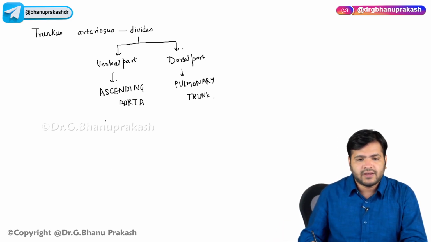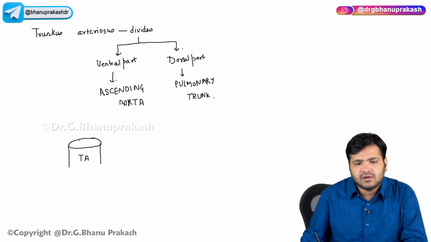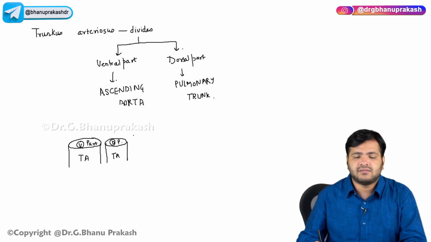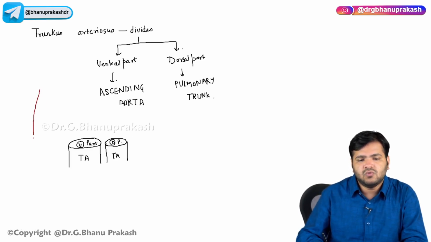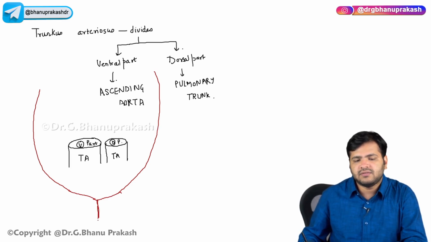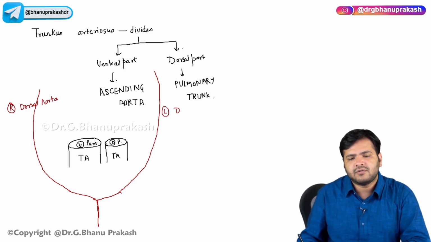Just what I have told you right now, suppose this is the truncus arteriosus. Let me draw it like this. This is the ventral part, and there is one more part of the truncus arteriosus developed behind. This is also the truncus arteriosus, but it is the dorsal part. Now let us suppose these are the two dorsal aortas, uniting together and forming a common descending aorta like this. This is the right dorsal aorta, and we have the left dorsal aorta.